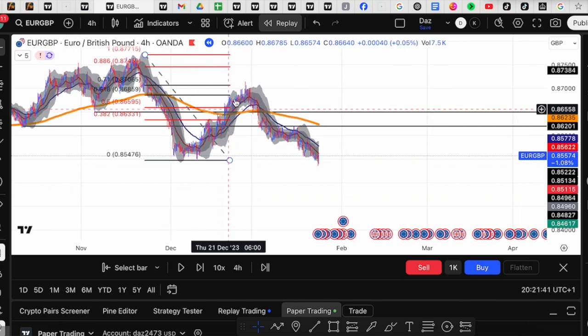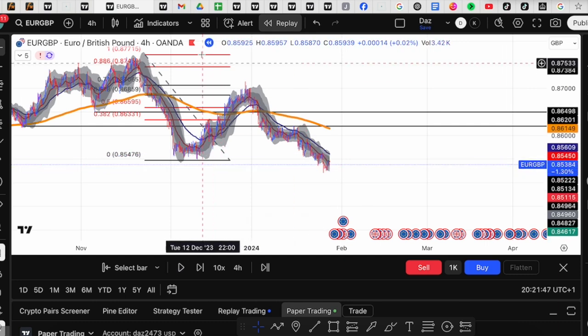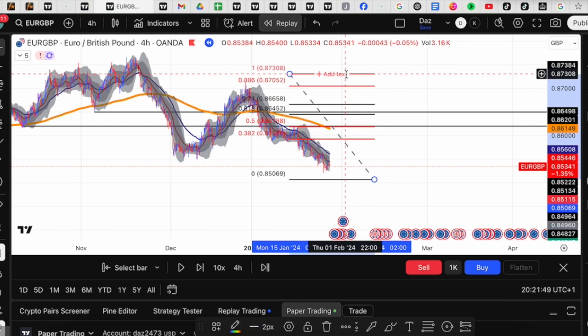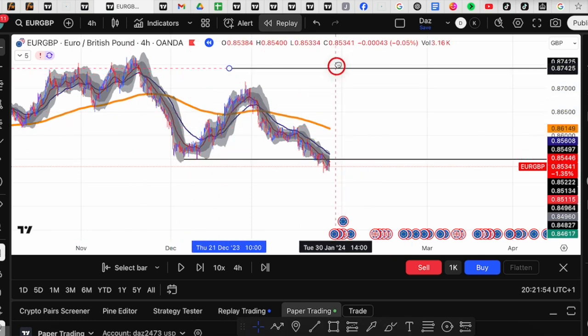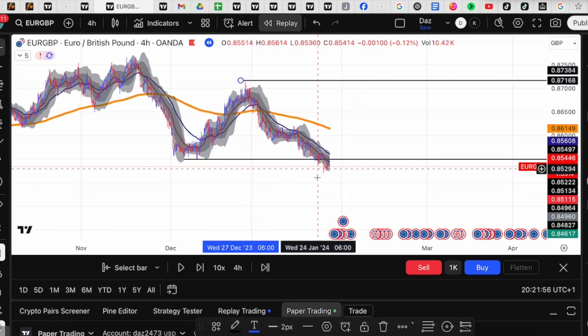Now, this is broke. It's pulled back up. Now I'm waiting for this low to get broken by this one. Watch. Now this is broke. So this here becomes my new low, and this becomes my new high. So there's my new range.